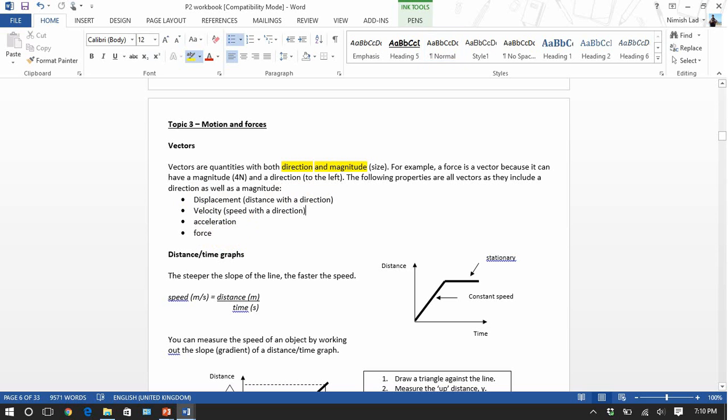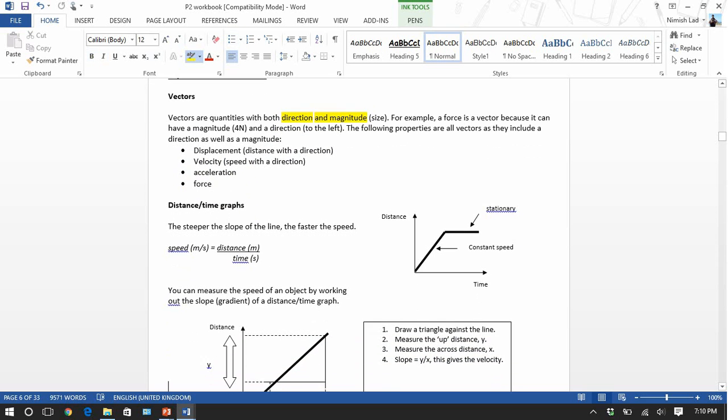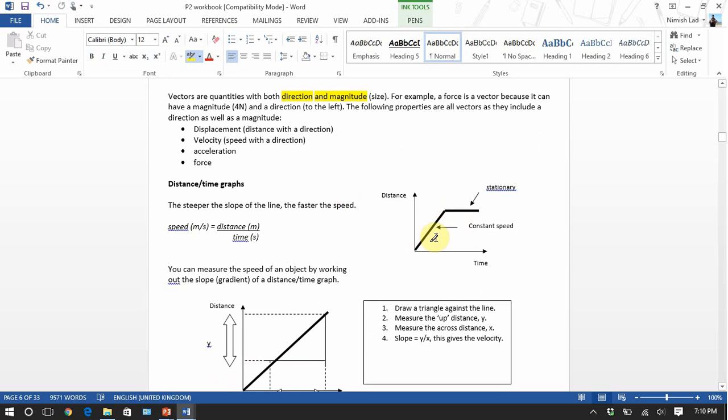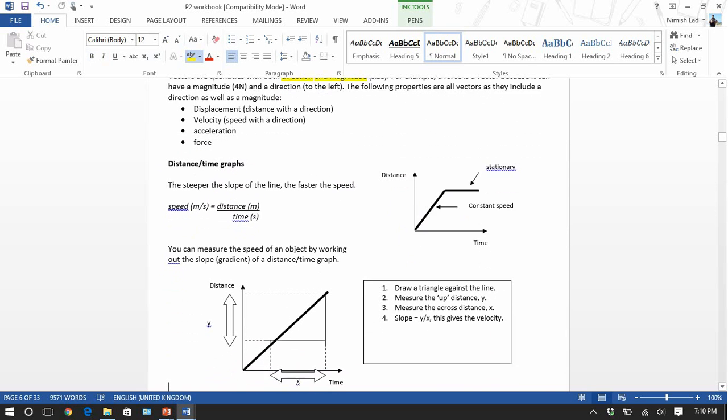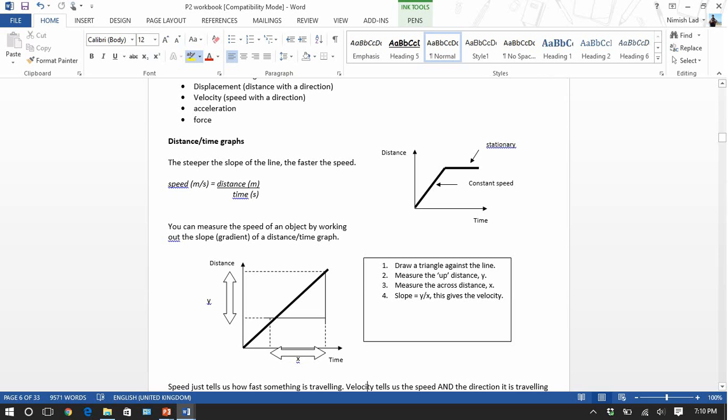Right, so let's get straight into distance time graphs. If you have a distance time graph, this area over here is a constant speed because it's a straight line that's going up diagonally. This bit's stationary because you can see the distance isn't changing. You can see the equation here, speed equals distance over time. The gradient of the distance time graph tells you the speed the object is travelling at.